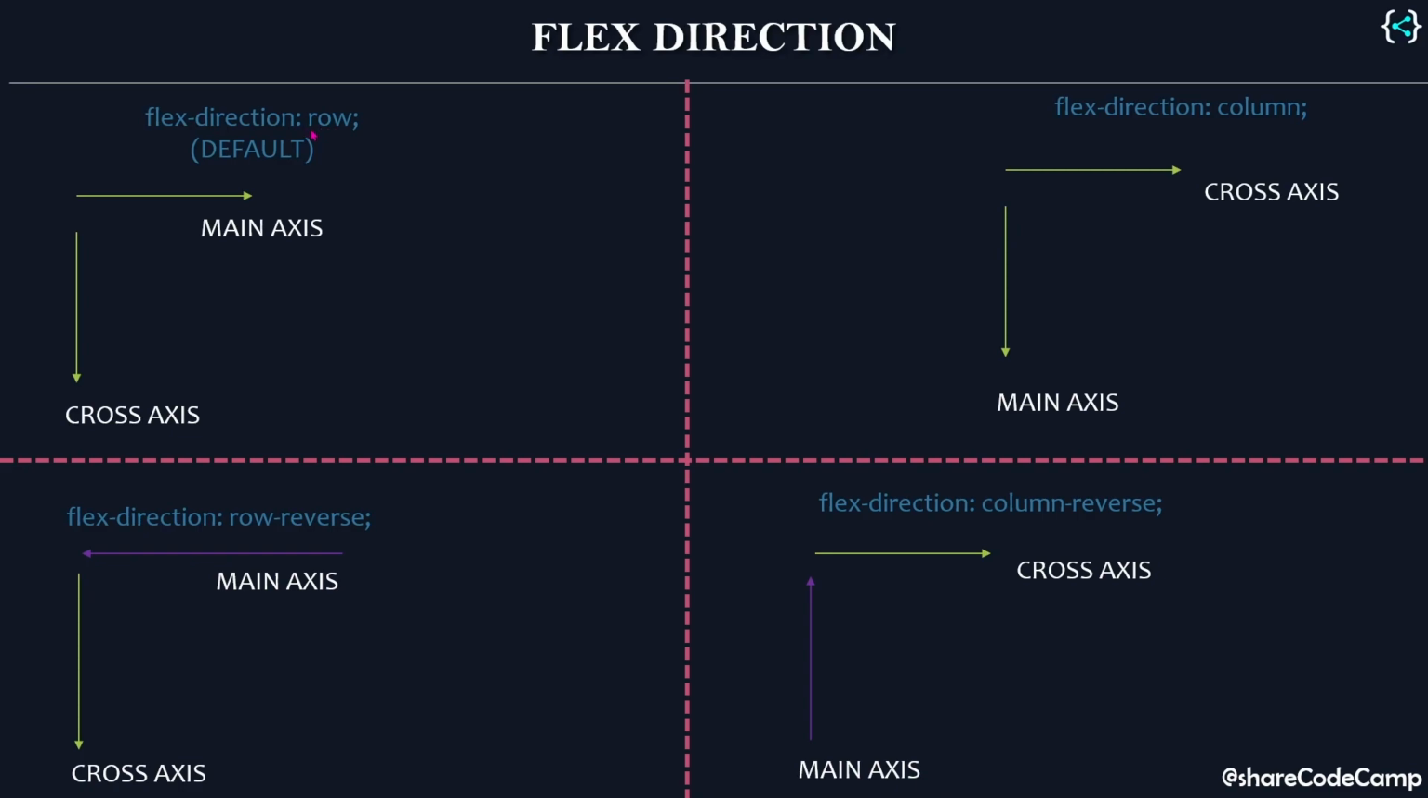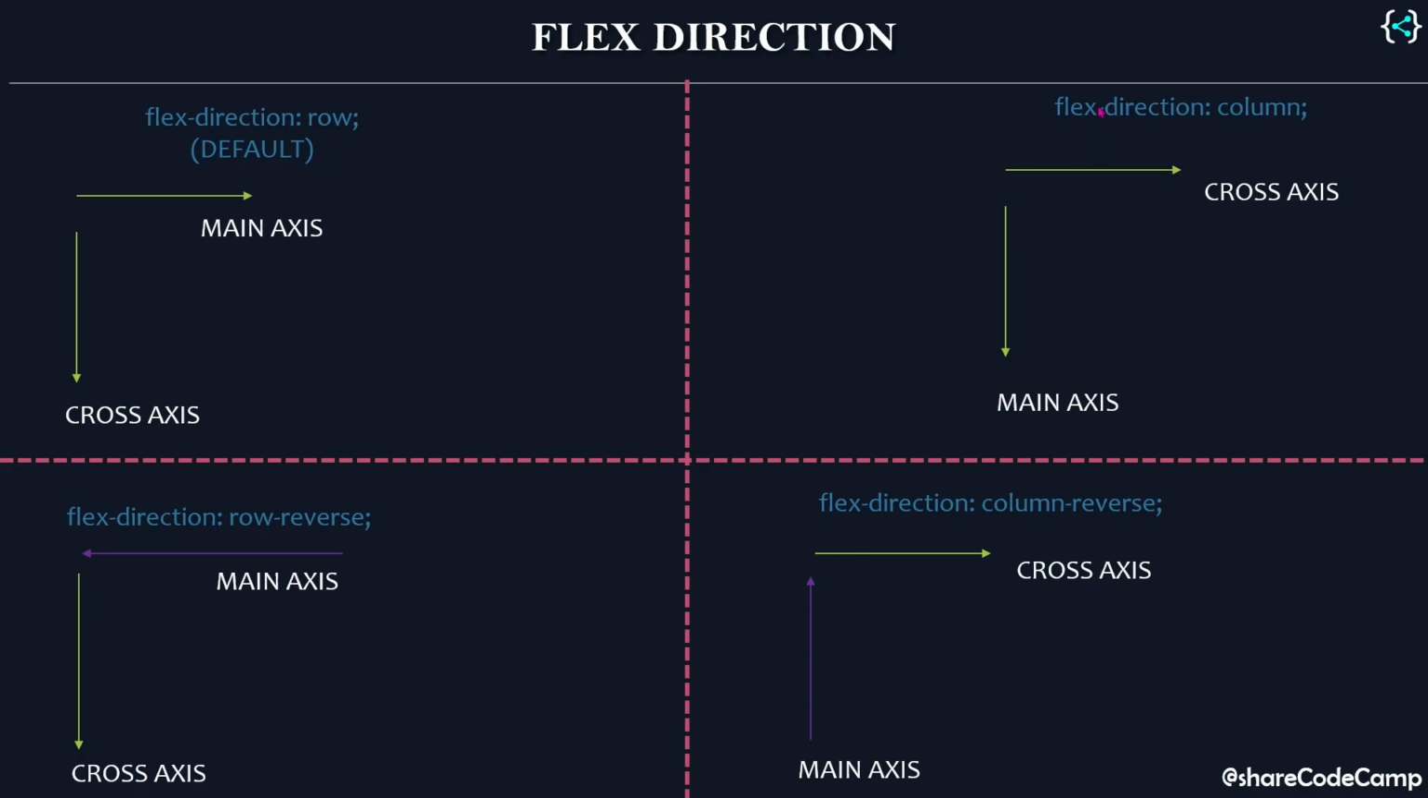And the default is row. So the default is from left to right and top to bottom. If you do row-reverse, it's going to reverse the main axis, like that. Remember, you can only use one of these. You can't stack them, like do row-reverse and column, and you just mess everything up. No, it's not like that. You just have to use one of these.